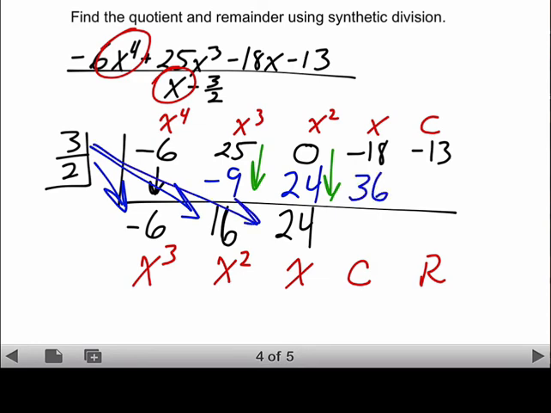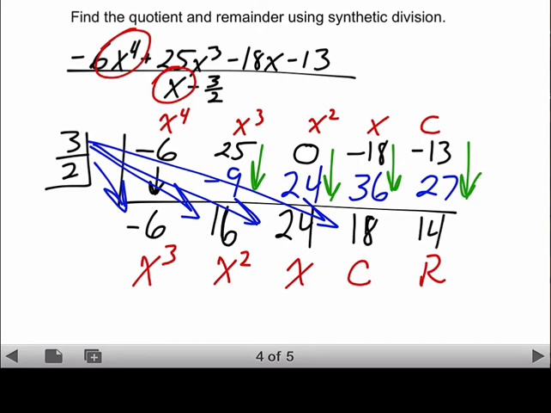Add that to negative 18, we get 18. And finally, 3 halves times 18 is 27. Add that to negative 13, we get 14.